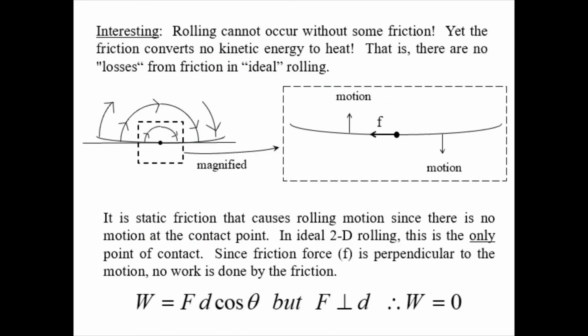So now, another interesting thing about rolling is that rolling cannot occur without some friction. If there's no friction, our wheel is unable to grip the road. We've talked about this some as we looked at friction between the wheels of our car and the road surface. If the road is very icy, we just slide. Our wheels do not grip the road. And so for rolling to happen, we actually need some gripping, which means we actually need some friction.